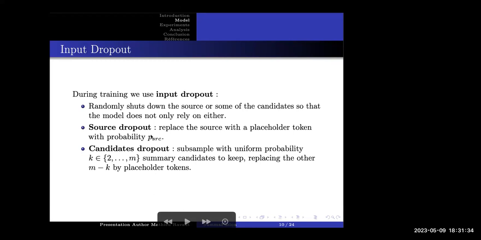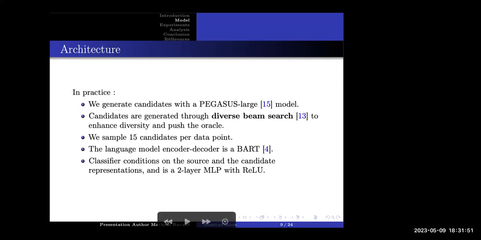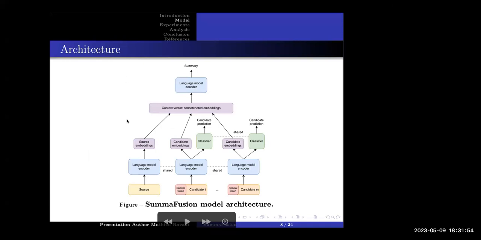During training, to enhance this process, we'll also use something called input dropout, which means that we would randomly shut down the source or some of the candidates so that the model doesn't learn to only rely on some candidates. Because one pitfall in such a model is that this is a second stage model. In some cases, the base summary candidates are already quite good. So the model could easily fall back to just copying candidate one, for instance. You just copy this and that would lead to a decent output.